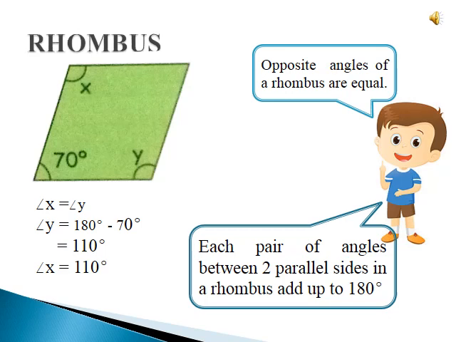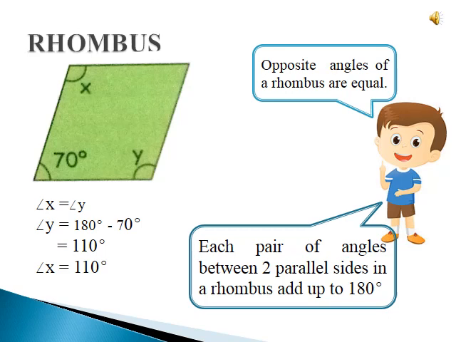Okay, now let's see the diagram here. Okay children, in this diagram we need to find the unknown angles, angle X and angle Y. And we all know that the opposite angles of a rhombus are equal. So angle X and angle Y must be equal. Now 70 degrees is given. Let's find angle Y.